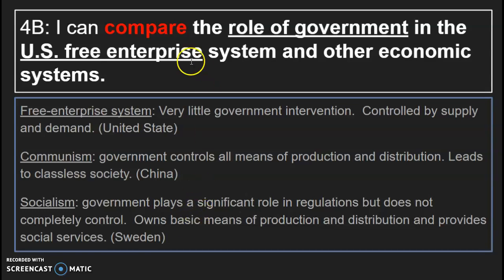So when you go to answer this test question, you have to be able to compare the free enterprise system, where everything is based off supply and demand and off of making profit, to communist and socialist. Communist is where the government controls all means of production and distribution and there's no real way to make a profit. And then socialism is kind of a mix, where the social services are controlled by the government, but there is still some ability for free enterprise and making a profit off of other types of sales.